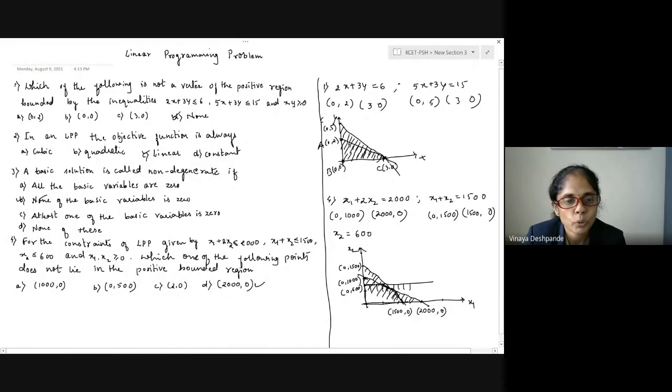Now let us check the points. (1000, 0): x1 is 1000, x2 is 0. Somewhere here it falls in the feasible region only. So it is in the feasible region. Then x1 is 0, x2 is 500. Somewhere here, again it is in the feasible region. And (2000, 0) is the only point which lies outside the feasible region. So our answer is D.